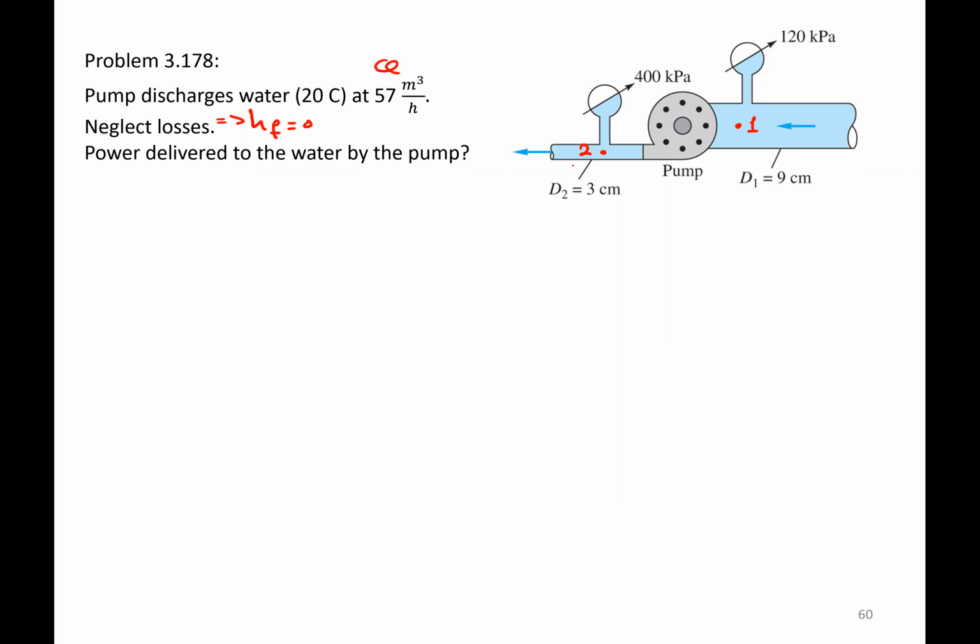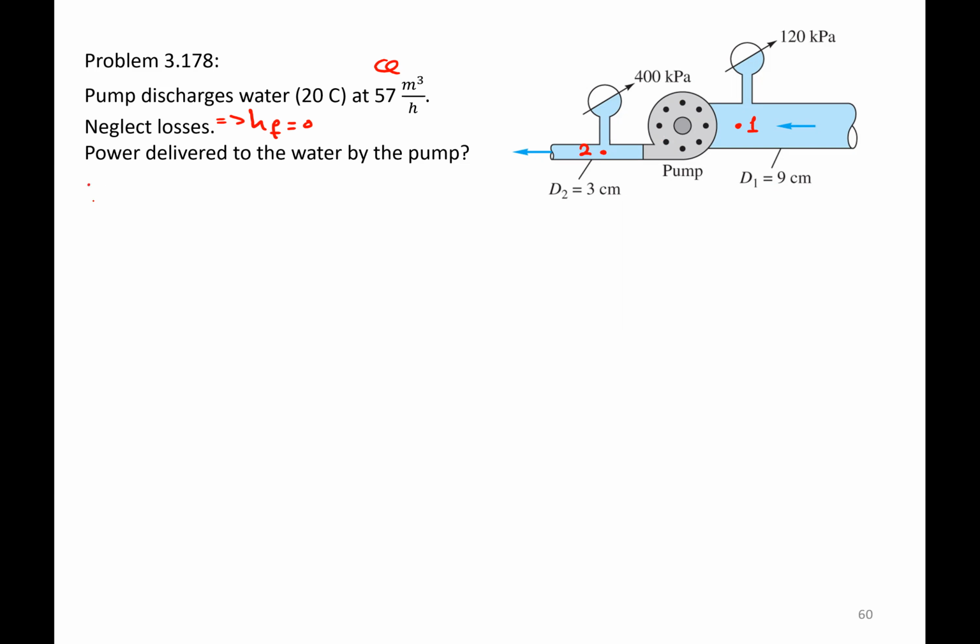As you can see, pressure at point 2 is larger than pressure at point 1, and the reason is that this pump is actually doing work on the fluid, so it causes an increase in the pressure of the flow. So pressure goes up from 120 to 400 kilopascal because of the work being done by this pump. We also have the diameter of the pipe before the pump, which is 0.09 meter, and the diameter after the pump, which is 0.03 meter.